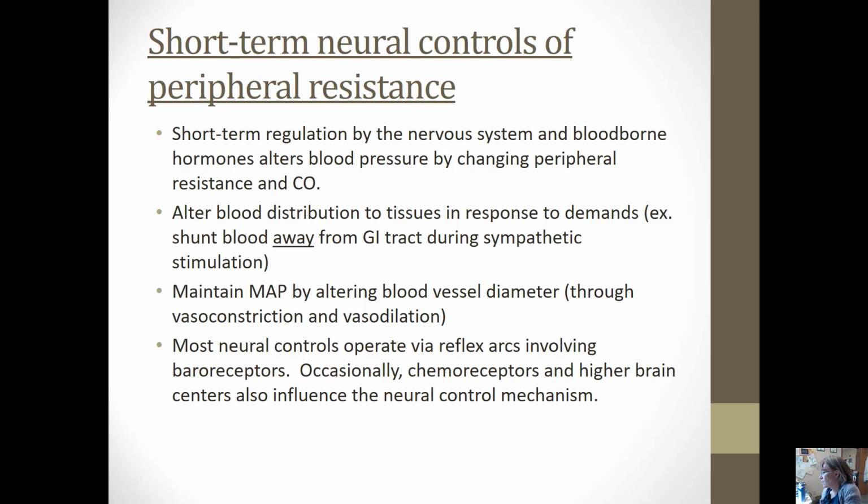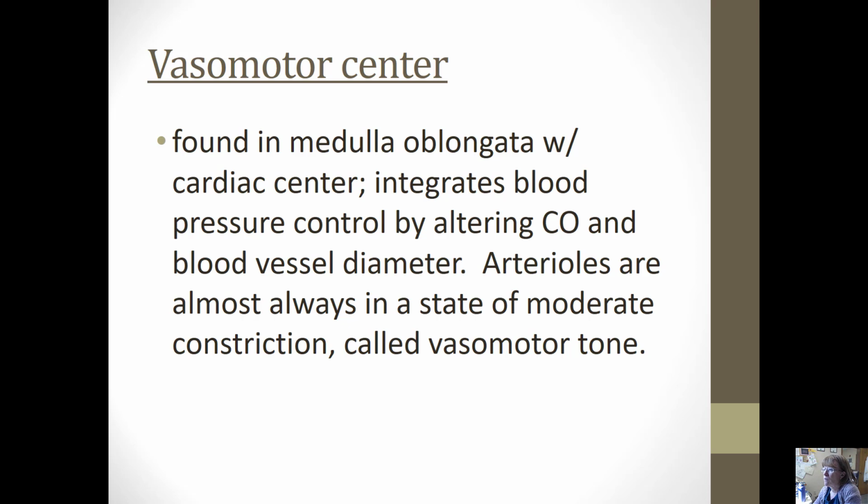So the baroreceptors are going to be stretch receptors in the wall of the aorta and the common carotid artery, and they will send signals to the medulla to adjust what's going on peripherally to maintain blood pressure. Occasionally chemoreceptors will also cause an effect in higher brain centers, and we'll be looking at more of those. So what controls blood vessel diameter?